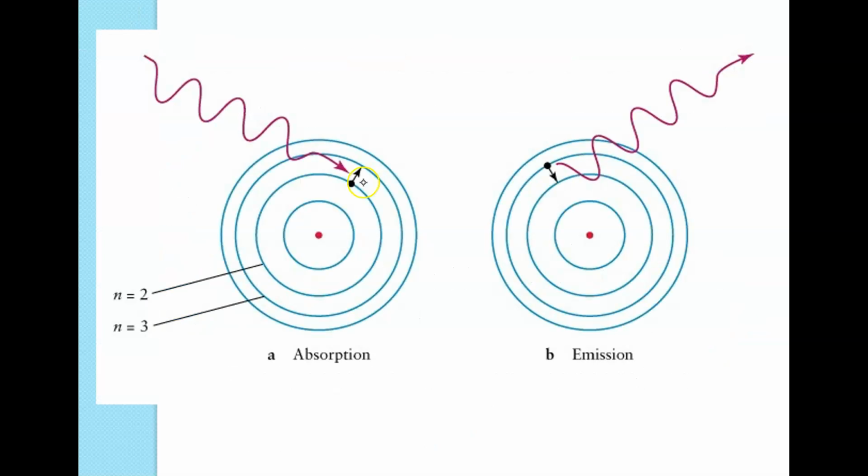So if an electron takes on energy, it jumps up. It could jump from here to here, or it could jump from here to there. It could jump however it goes, okay? I want you to notice one thing in particular, that the circles, the orbits, are varying distances from each other.